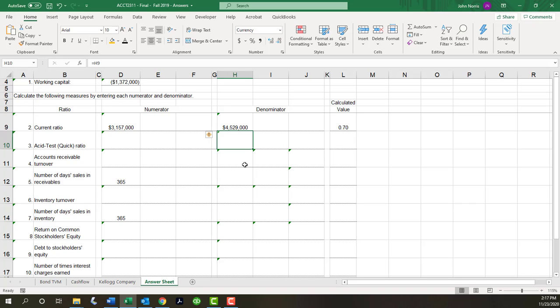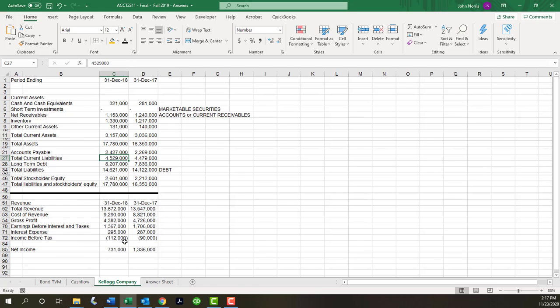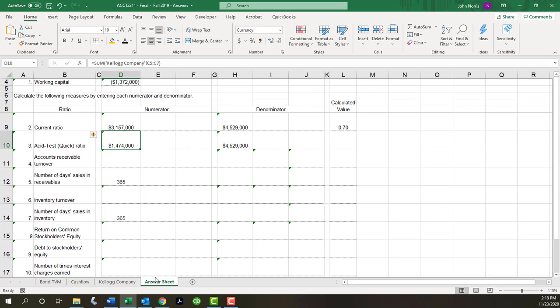Ratio number 3, the denominator is the same. The numerator is everything out of current assets that could be turned into cash quickly. So turned into cash quickly is cash and cash equivalents and any short-term marketable securities, which there was 0, and then net receivables. So the sum of all that gives us an acid test ratio of 0.33.